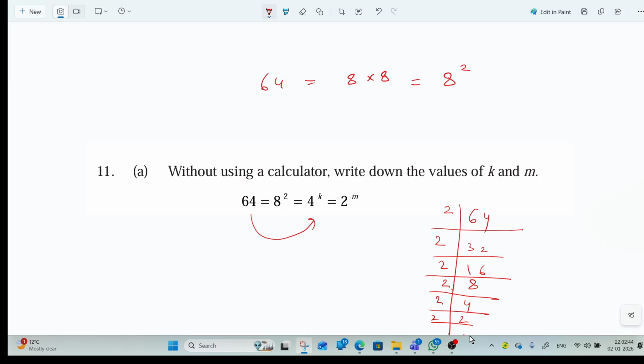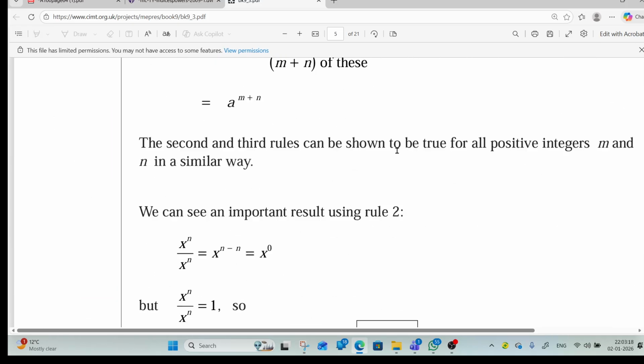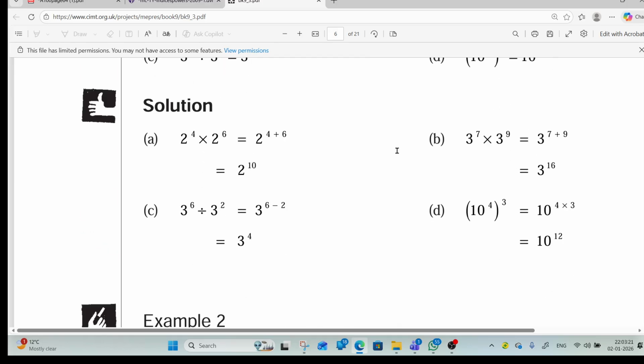So if you see here, if we make a pair of 4, this is 4, 4 and 4. How many 4s are there? 1, 2 and 3, right? So we can write it as 4 to the power 3. That means k is 3. And if you make a pair of 2, how many 2s are there? 1, 2, 3, 4, 5, 6. So we can write it as 2 to the power 6. So m is 6. Okay, great. So we learned these laws already.